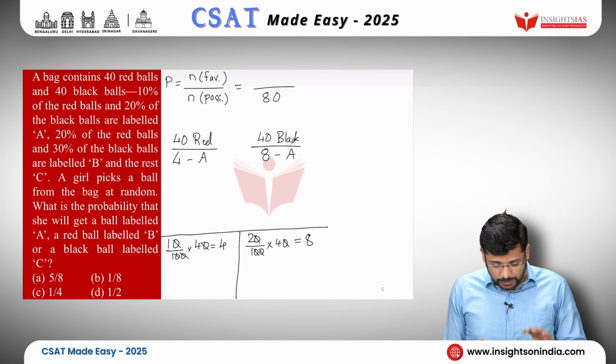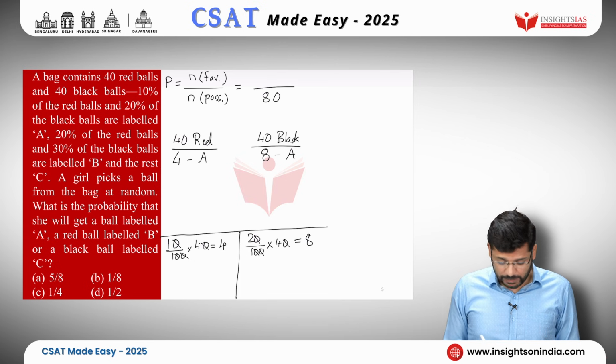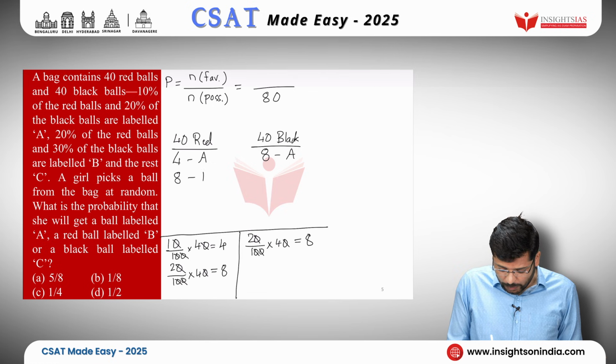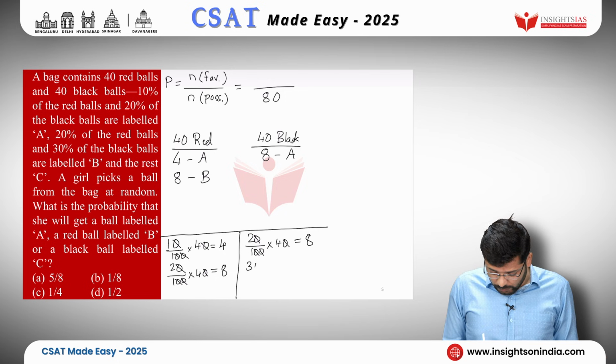Now 20% of the red balls and 30% of the black balls are labeled B. What is 20% of 40? We know that it would be 20 by 100 into 40, 0, 0, 0, 0, 2 into 4, that would be 8. So 8 red balls have been labeled B. And 30% of the black balls, 30% of 40, that would be 30 by 100 into 40, 0, 0, 0, 0. So 3 into 4, that would be 12. So 12 black balls have been labeled B.